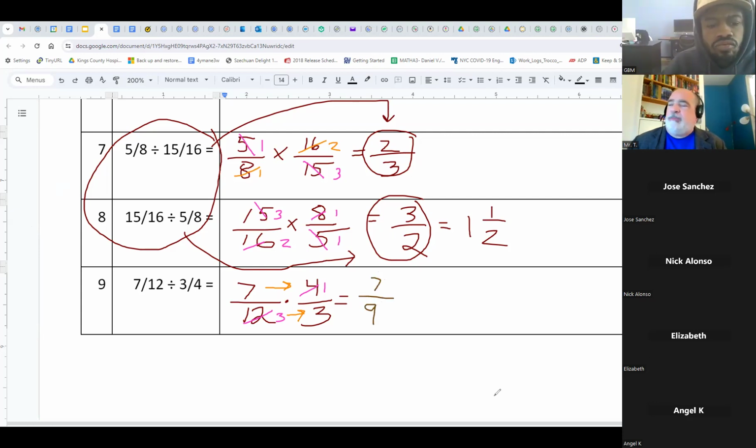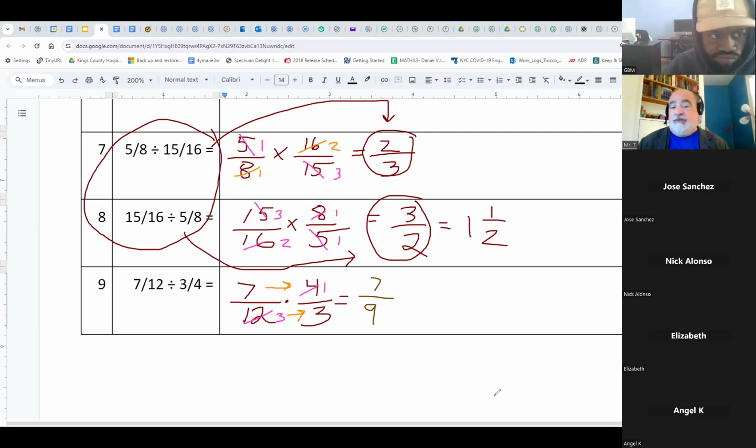Okay, and can you simplify 7/9? No. Okay, there's no common number that divides into 7 and 9. There's your final answer, and it's a proper fraction. So Shanita, you're good to go with that one. And in fact, 7 is a prime number, so it only has itself and 1 as factors. 9 is 3 times 3, but 7 is simply just 7. Some numbers don't have any other factors.